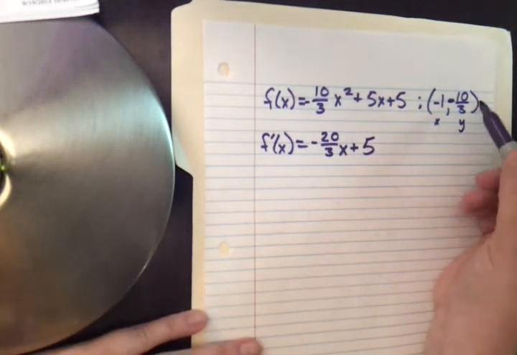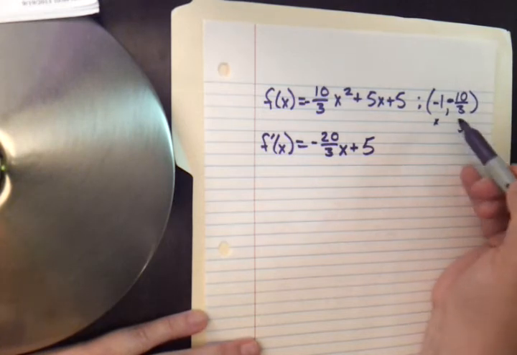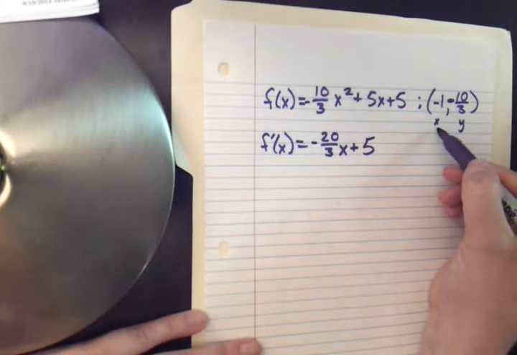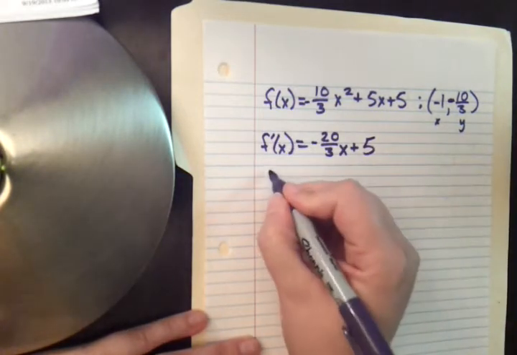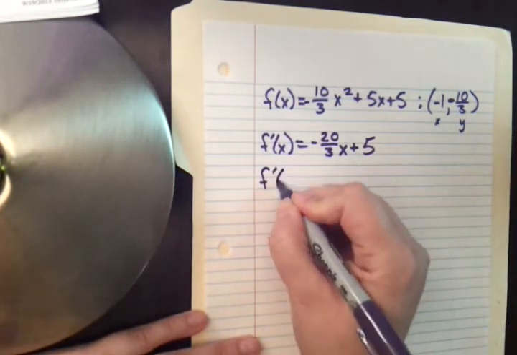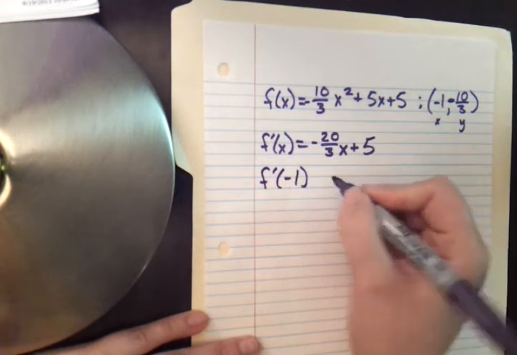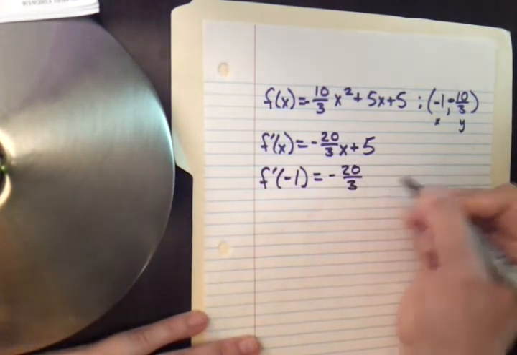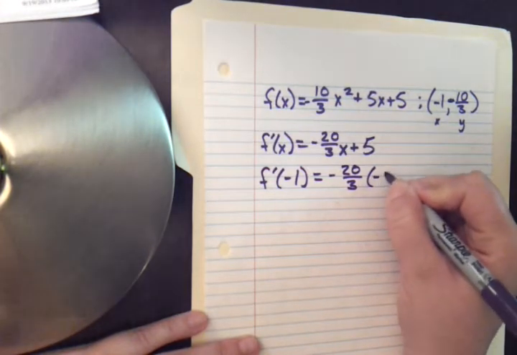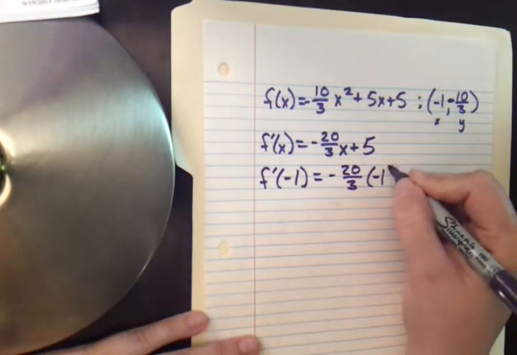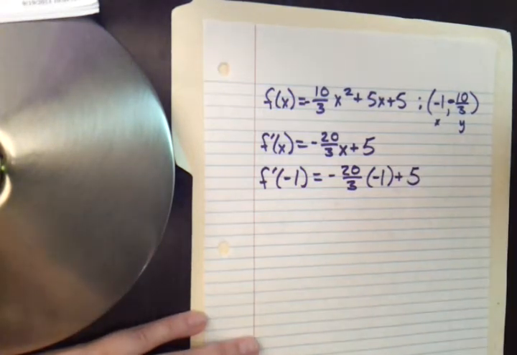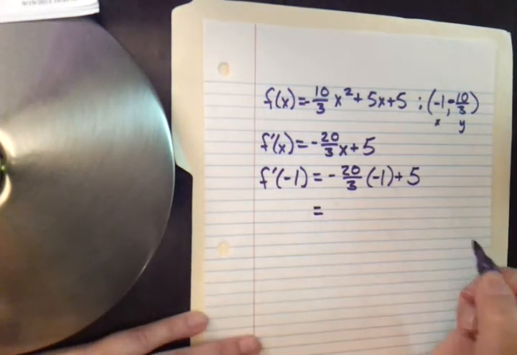But they're interested in the slope at this particular point up here, the negative 1 and negative 10/3. So we need to plug in that x. So what we need for our slope is going to be f prime of negative 1. So that's negative 20/3 times negative 1 plus 5. Okay? So let's figure this out.